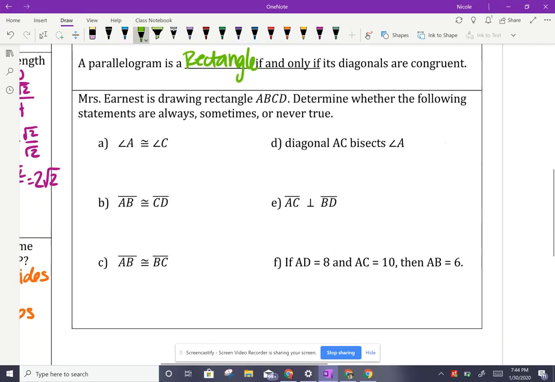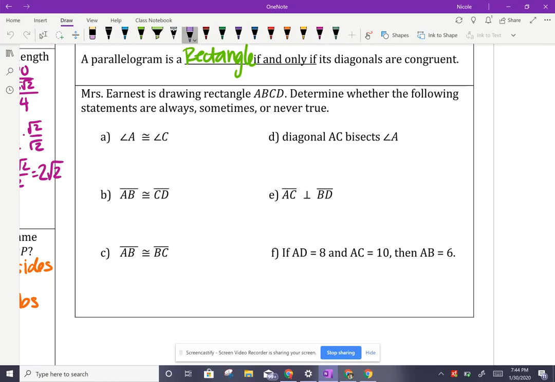Okay. Look at one last group of examples, and then we are done with chapter 6, except for a little bit on graphing, but that'll be not new information. All right, it says Miss Ernest is drawing rectangle ABCD. Determine whether the following statements are always, sometimes, or never true. So she's drawing a rectangle. It might help you to draw a rectangle to give yourself something to mark up to test to see if these ideas are true. So, always, sometimes, or never true if this is a rectangle.